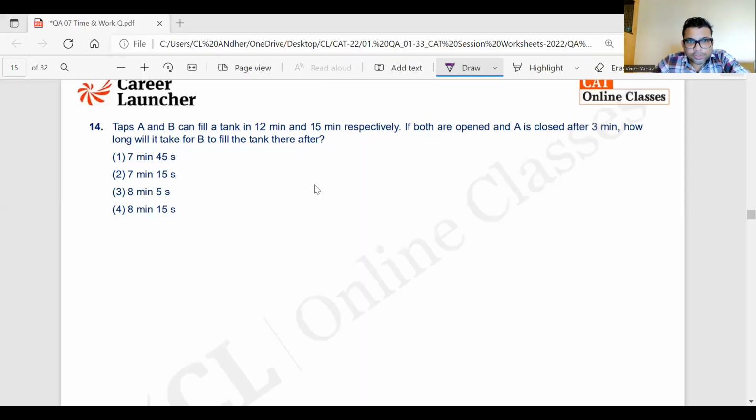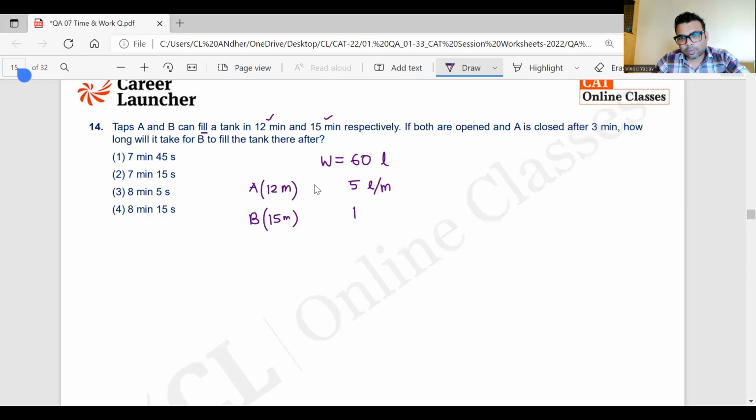All right friends, this question: taps A and B can fill a tank in 12 minutes and 15 minutes respectively, absolutely similar background. So we can define the total capacity of the tank or the work to be done as the LCM of 12 and 15. Yes, 60 liters of tank. So A can fill in 12 minutes, so 5 liters per minute. B can fill it in 15 minutes, so 4 liters per minute.